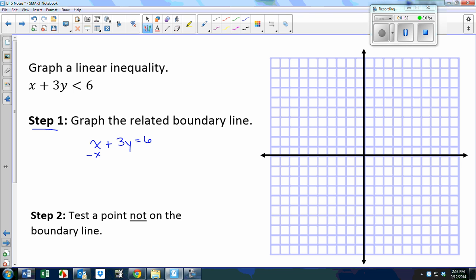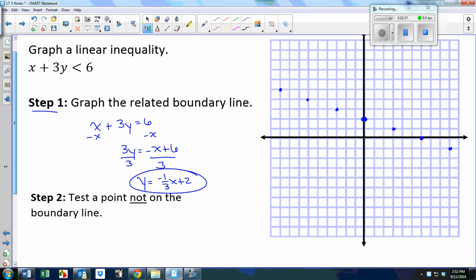Graphing this in slope-intercept form, we'd subtract x from both sides. This is learning target 4 if you need to go back and look at it. Divide by 3, so y equals negative 1/3 x plus 2. So the slope is negative 1/3, the y-intercept is 2. So we go to y-intercept 2, down 1, right 3, down 1, right 3, or up 1, left 3, up 1, left 3, etc. All right, so the boundary line is there.